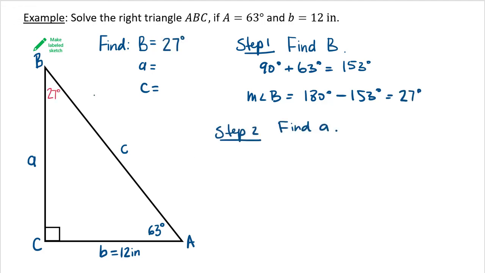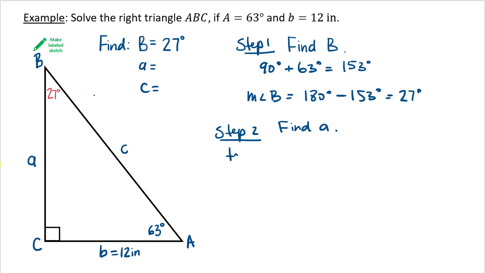In step 2, I'm going to find side a. And that's where I have to use triangle trigonometry. So if I look at the given angle, angle A, and the side that was also given, side b, 12 inches, I can see that this side is adjacent to the given angle. And then side a that I need to find is the opposite side. Now I have to think which trigonometric function involves the opposite side and adjacent side. Well, that is the tangent function.